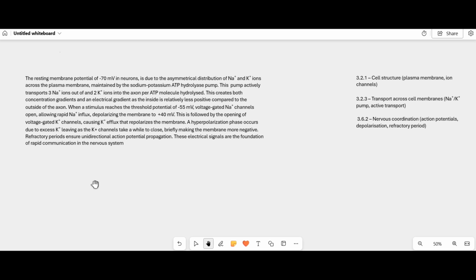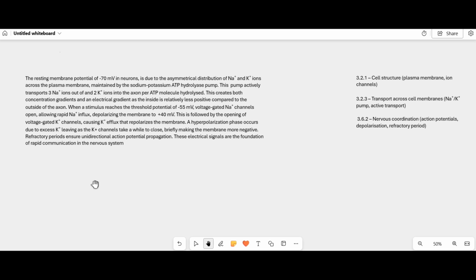So obviously, when it reaches the all or nothing principle here, negative 55, it's going to make all the sodium channels open, and it's going to move all the sodium into the axon here, making it positive here. That's obviously depolarization, yeah. This is followed by the opening of voltage-gated potassium channels causing potassium efflux here. So that means that potassium is now leaving the axon here. There's potassium leaving here that repolarizes the membrane.